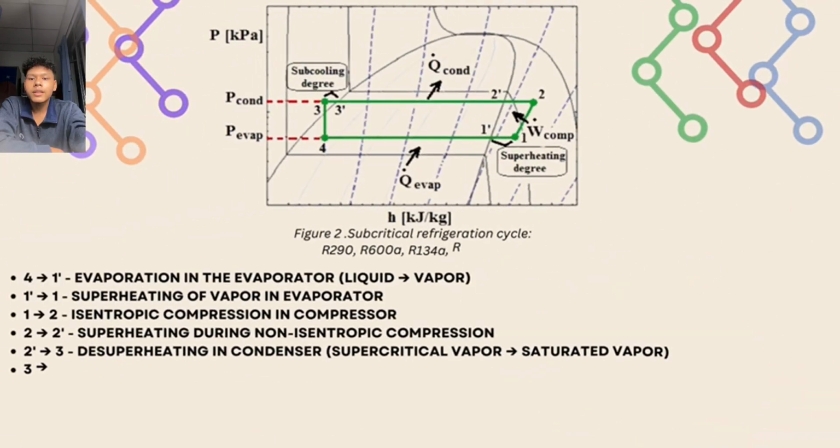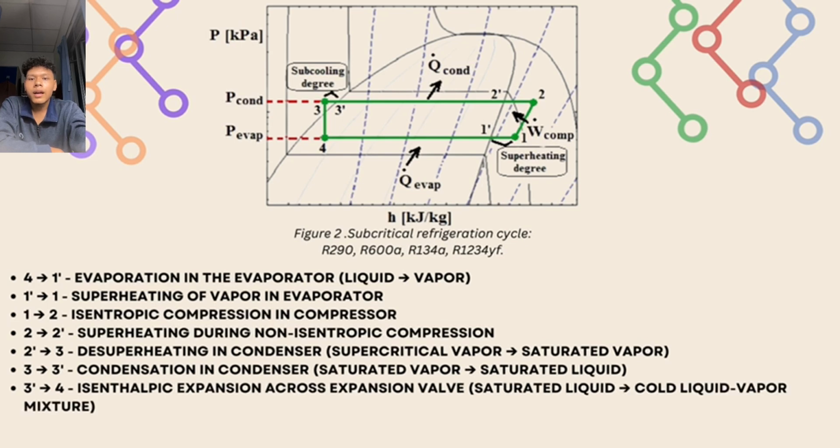The second diagram is called the subcritical refrigeration cycle for R290, R600A, R134A and R1234YF. As you can see from the slide, it already explains what happens when the refrigerant moves from one state to another. The area under each curve represents the cooling effect produced by the evaporator. Basically, it represents the subcritical vapor compression cycle on pressure versus enthalpy diagrams for each refrigerant, to make it easier to evaluate their thermodynamic characteristics.